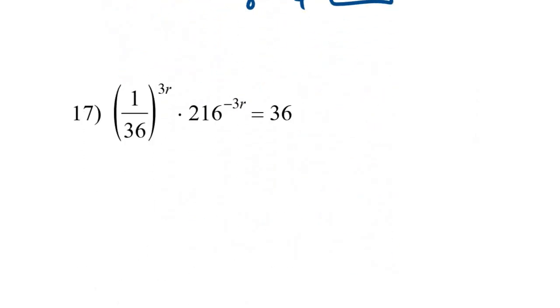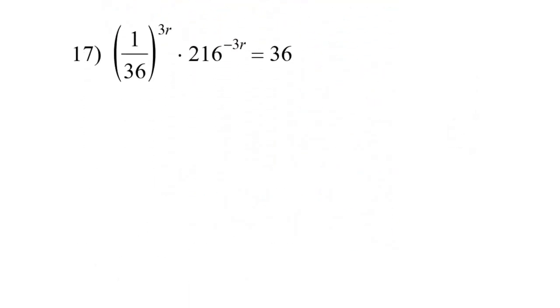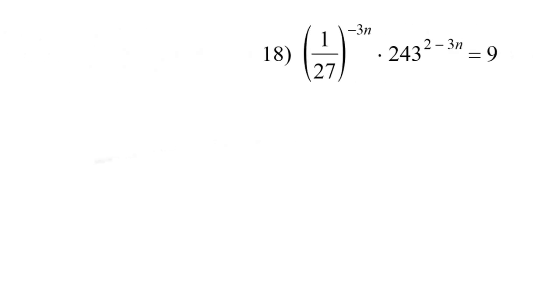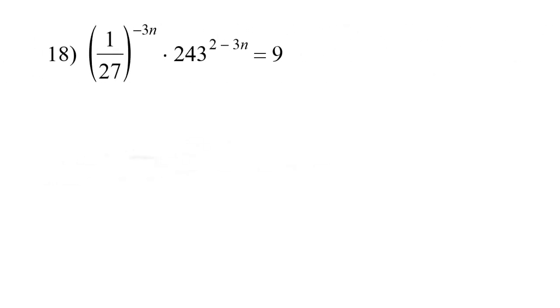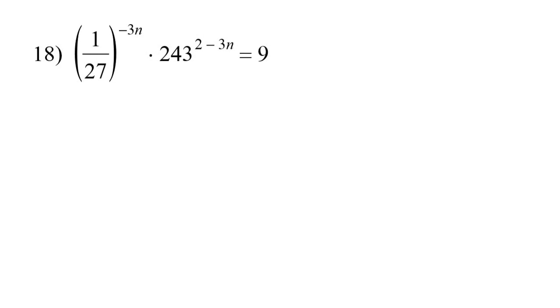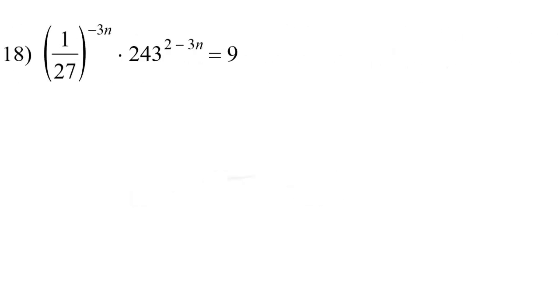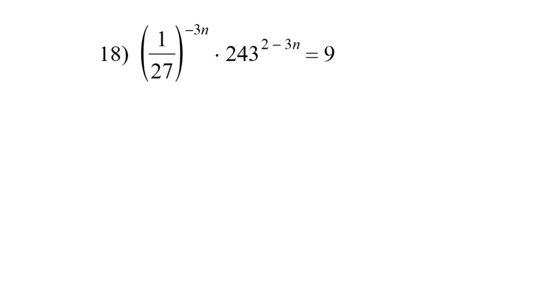Okay, I'll do one last one that looks complicated, but it's not quite complicated. I don't know which one to do. I think I might do number 18 instead. This one has variable on both sides. No, I'll do this one. All right, so we can rewrite 1/27 as 3 to the power of negative 3, negative 3n.